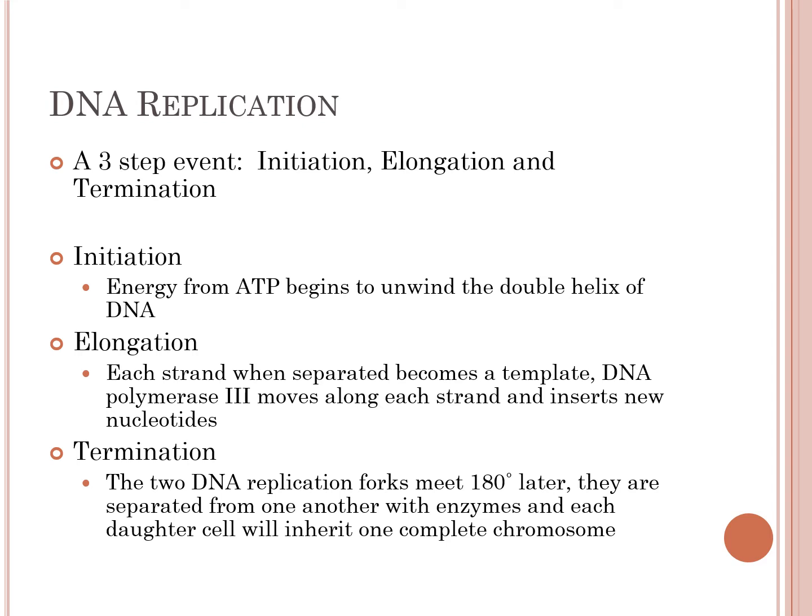Okay, so DNA replication is a 3-step event: initiation, elongation, and termination. In initiation, energy from ATP begins to unwind the double helix of DNA. After initiation comes elongation, where each separated strand becomes a template. DNA polymerase III moves along each strand and inserts new nucleotides, or purines and pyrimidines. And then during termination, the 2 DNA replication forks meet 180 degrees later. They are separated from one another with enzymes, and each daughter cell will inherit one complete chromosome.